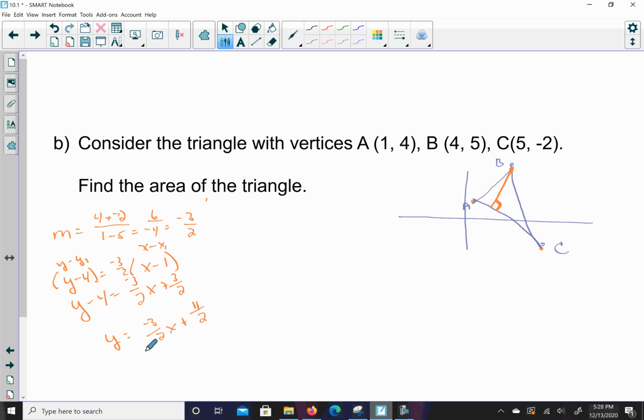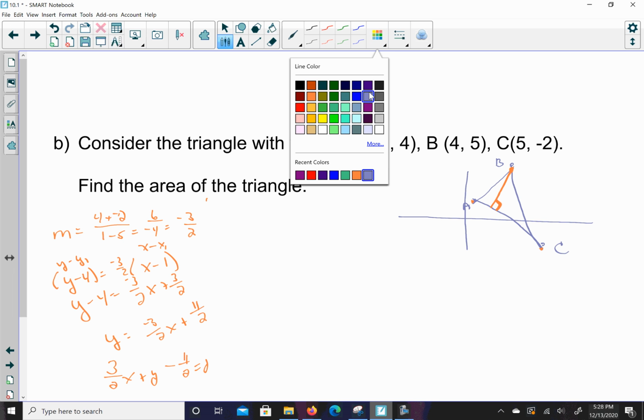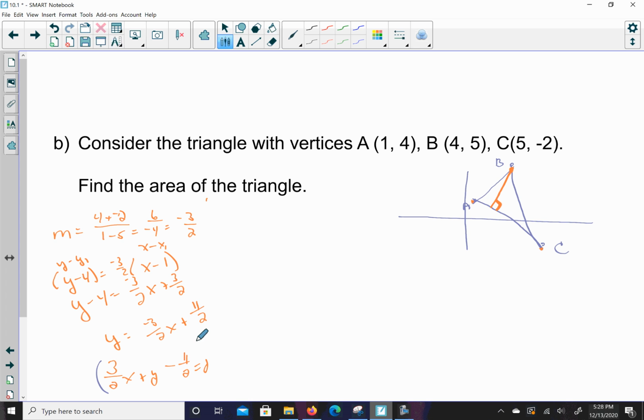And that was me just going on autopilot. I'm going to have to put this in the form of ax plus by plus c is equal to 0. So this will be positive 3/2 x plus y minus 11/2 is equal to 0. To make life easier on myself, I'm going to multiply this whole thing by 2 to get rid of those denominators. So I'm going to end up with 3x plus 2y minus 11 is equal to 0.